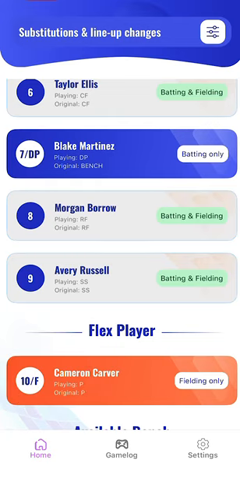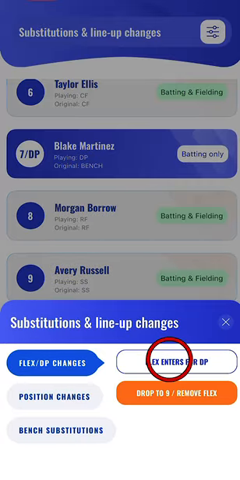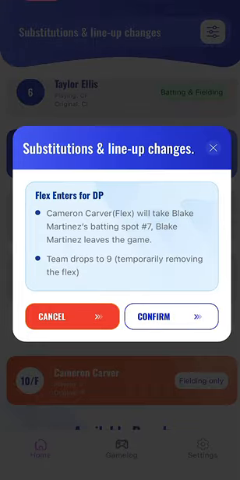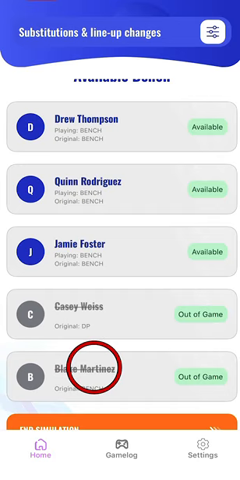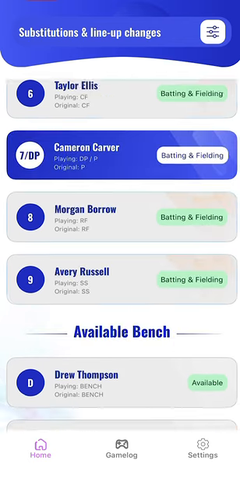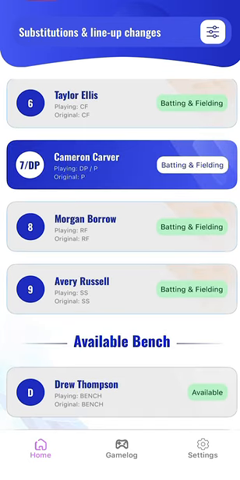Carver can just keep going back and forth as many times as we want, has not come out of the game, whereas Martinez now, if Martinez comes out again, so let's go ahead and do that. Let's go flex enters for DP. Martinez is going to come out of the game. Now Martinez is done. So if we scroll down, Weiss and Martinez are both out of the game because Martinez, of course, was a bench player, came into the game, came out of the game, cannot come back in. So again, we can do that as much as we want. Let's go ahead and go back to 10 again. We'll go Carver back to the flex.